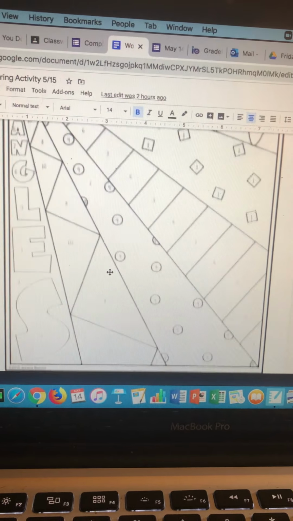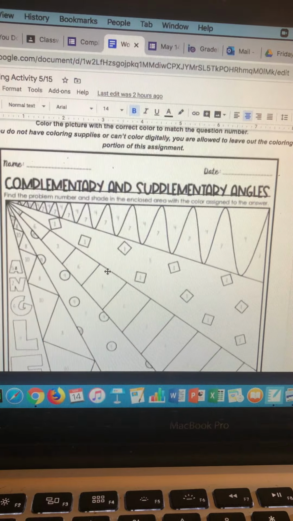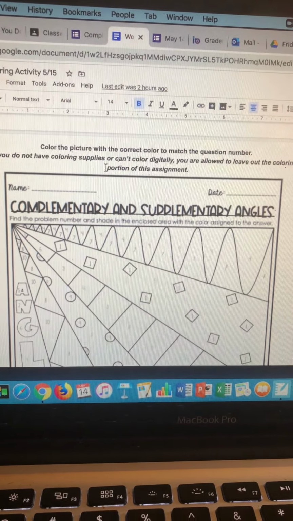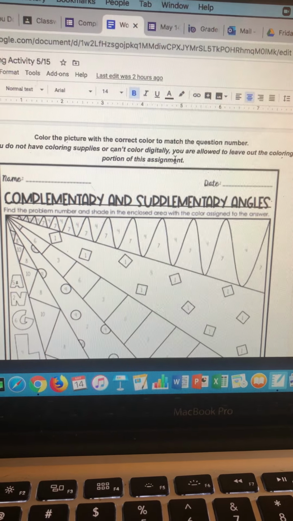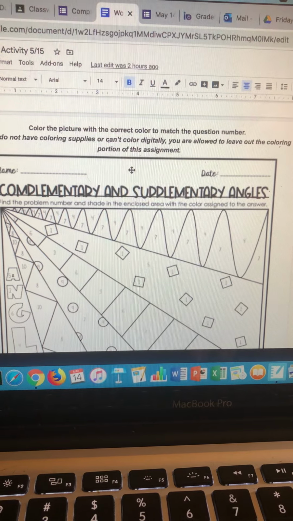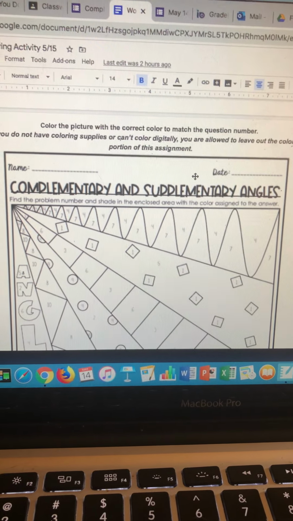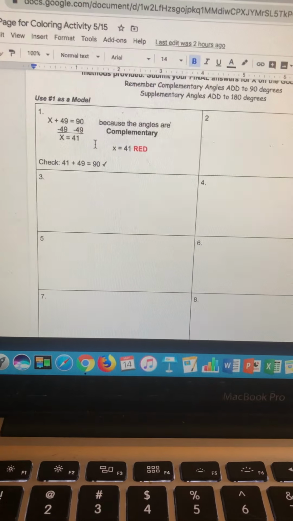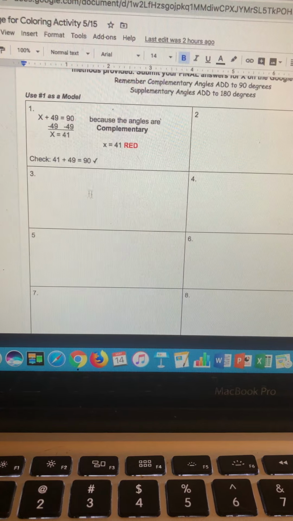So you guys colored something similar to this picture before. Like I said, you can color it digitally, or if you have your own coloring supplies, you can take a picture of it and submit it that way. If you don't have the coloring supplies, or if you can't figure out how to color it digitally, then you're allowed to leave off the coloring portion of this assignment. But you do need to still submit the work like number 1 is modeled here.